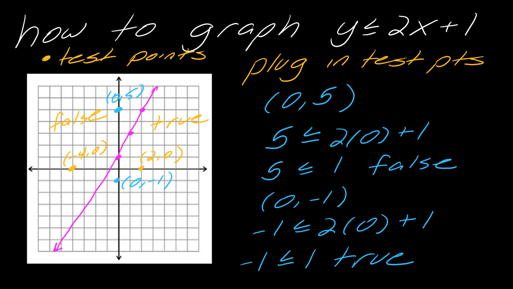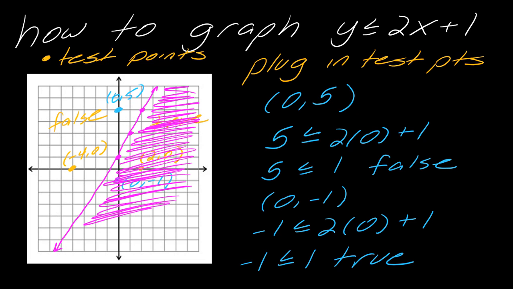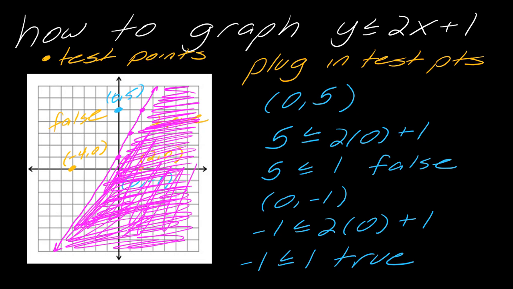So now what I want to do is represent what I've just discovered in my answer. I want to represent that all points on this side can go into this inequality. To represent that, I am going to shade this entire side. And then my interpretation is just what we just figured out: all of the points on this side of the line will make this inequality true. Okay, so that's the idea.